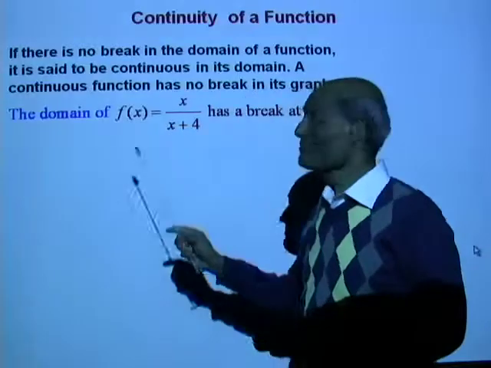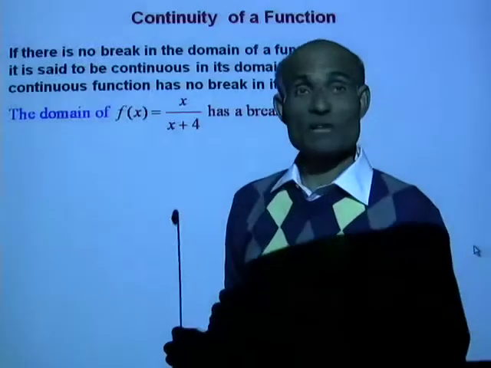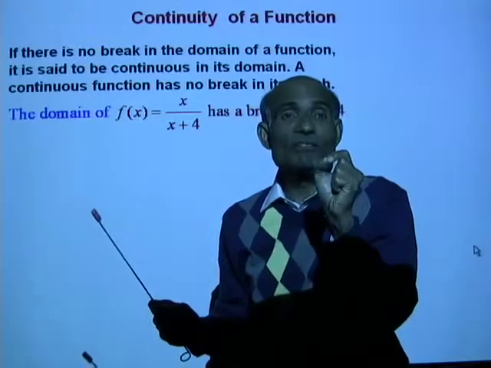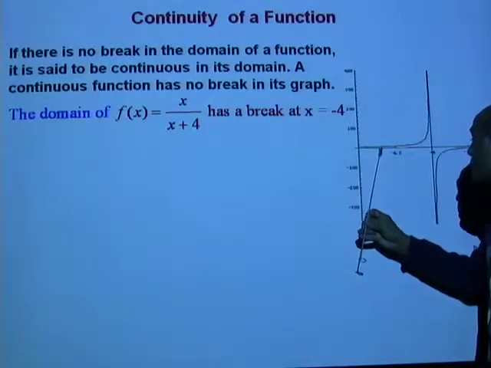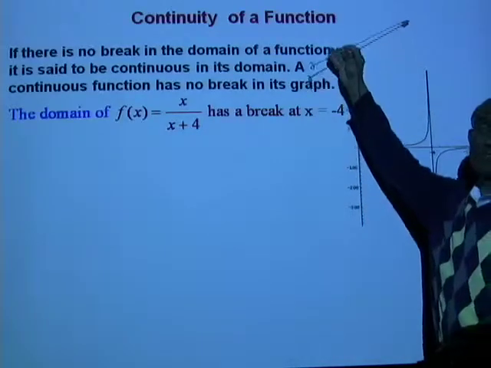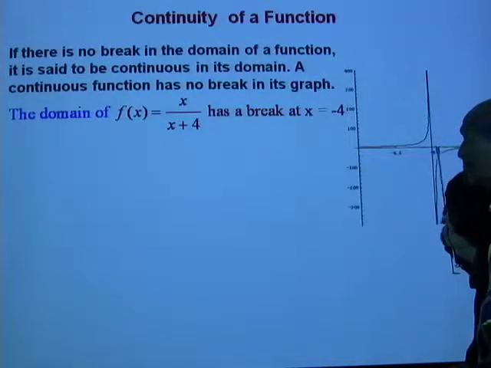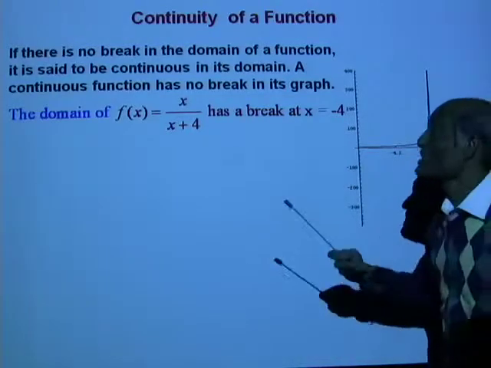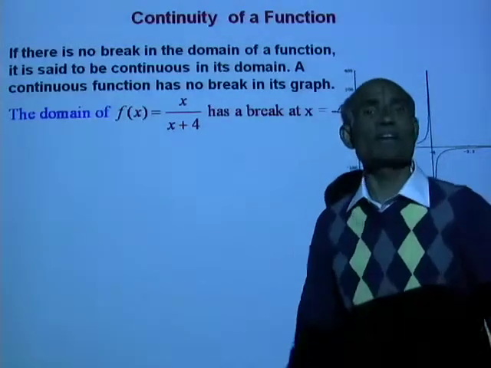We looked at the graph of f of x equals x over x plus 4. Do you remember that graph? I just showed it to you. It has a break at x equals negative 4. That's right. As x gets closer and closer to negative 4 from the left, the function value goes to positive infinity. As x gets closer and closer to negative 4 from the right, the output of the function goes to negative infinity. There is, we say, a break at x equals negative 4. The function is not continuous at x equals negative 4.